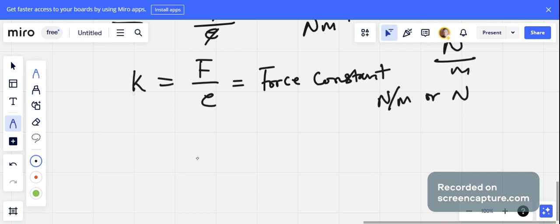So Hooke's law states that F is directly proportional to extension, so that F will be equal to the force constant times extension. F is in Newton, E is in meters, K is in Newton per meter. So that is it about Hooke's law.